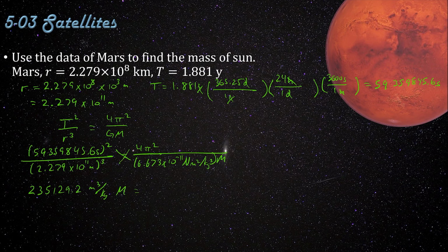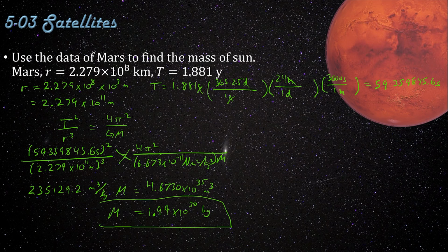And multiply those together. And then divide, and we should get a mass of the Sun to be 1.99 times 10 to the 30 kilograms. Which, if you look up the data for the Sun, the mass of the Sun is 1.99 times 10 to the 30 kilograms. Hey, what do you know? Physics works.